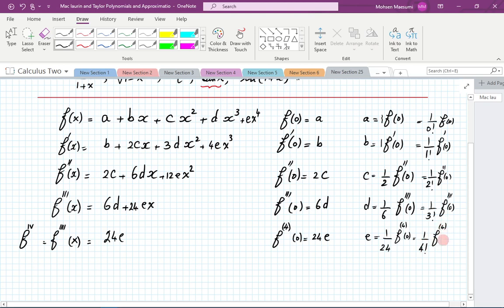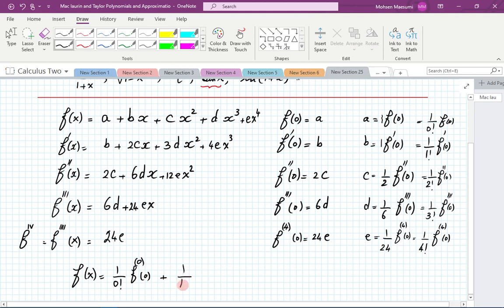So if I want to rewrite my function f of x, how would I write it in terms of these coefficients? The very first one is 1 over 0 factorial of the 0th derivative of the function at 0.